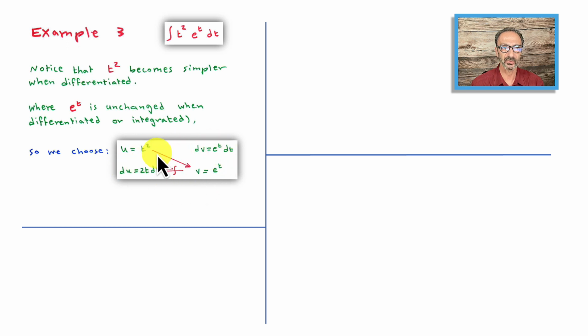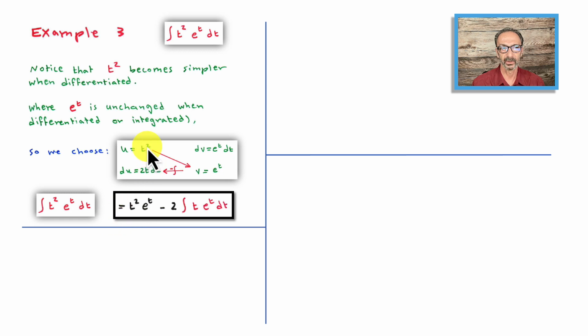Apply this idea, this format. u equals t to the second. dv is the rest, which is e to the t dt. Derivative of this will be 2t dt. Integrating e to the t gives you just e to the t. Multiply and go back. Multiply these two with a minus and integration. I have the following. This is the problem, and this is the answer. t squared multiplied by e to the t minus the integration of 2t multiplied by e to the t dt.